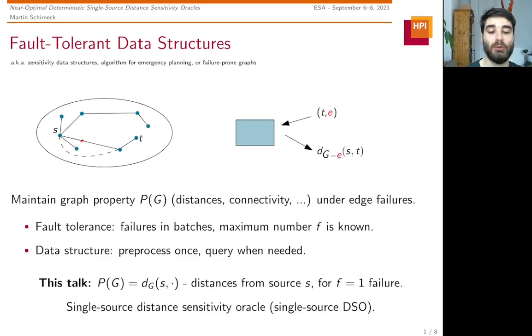In this talk, we are interested in the distances from a distinguished source vertex S, and we only have to prepare for a single edge failure. We call this single-source distance sensitivity oracles, or single-source DSOs for short. But note that the target vertex T is part of the query, so we still have to prepare for all replacement distances.